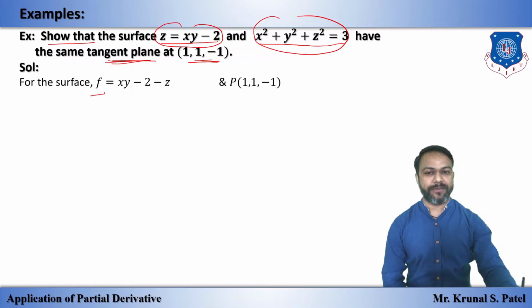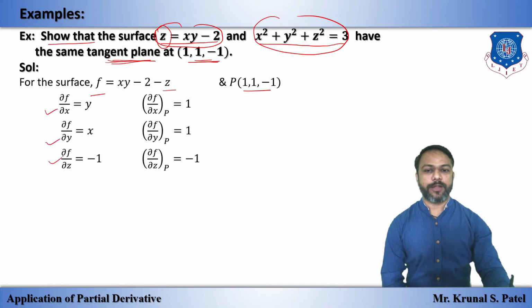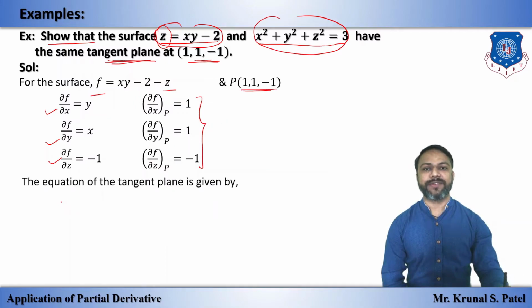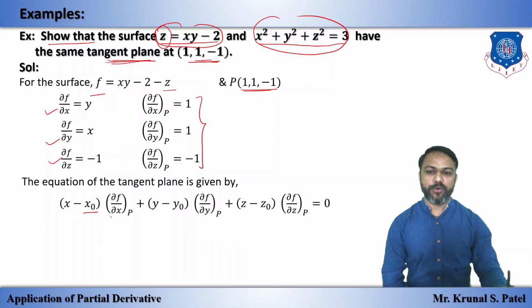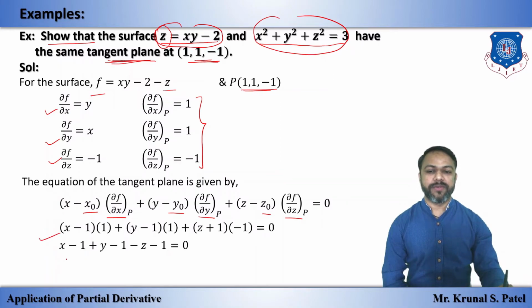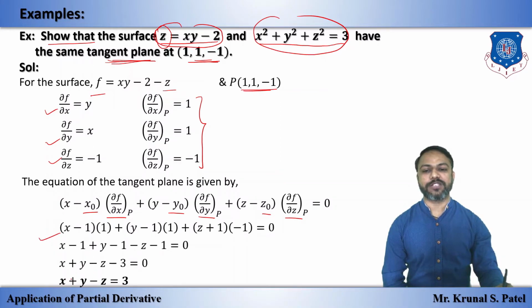First we will find f, so we will take z to the right hand side, so minus z, and the three derivatives at the point, so we have 1, 1, minus 1, point is also 1, 1, minus 1. Write down the equation of tangent plane, put the values of these terms, and by expanding this we will get the final answer x plus y minus z is equal to 3.